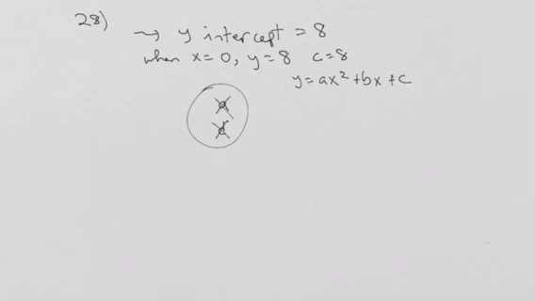Because if you put those in this form, you wouldn't have c equals 8.